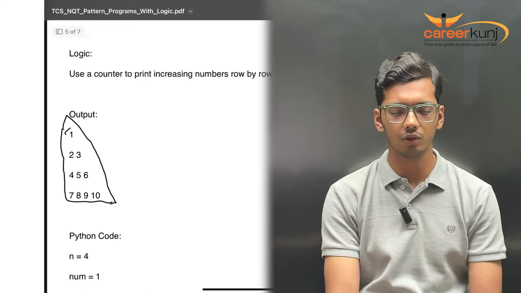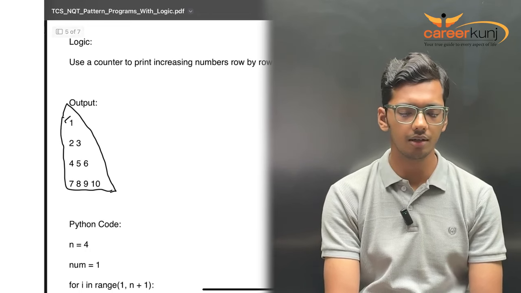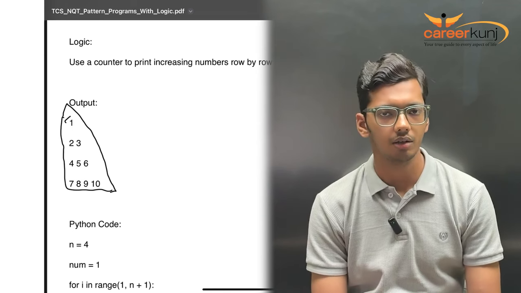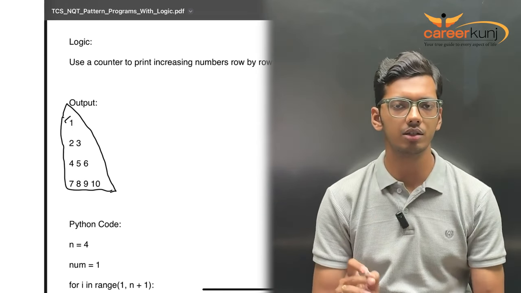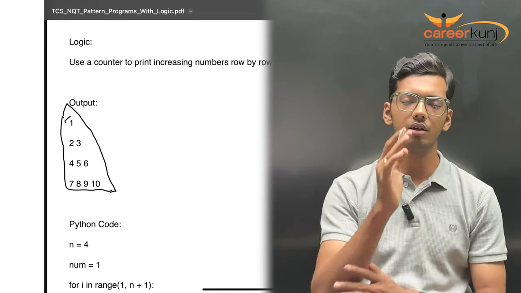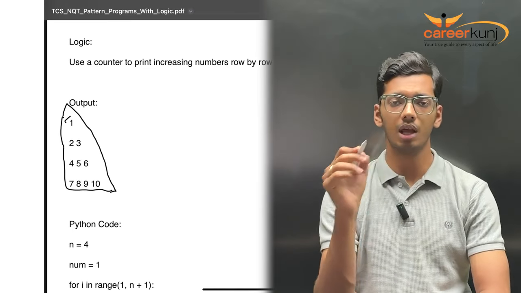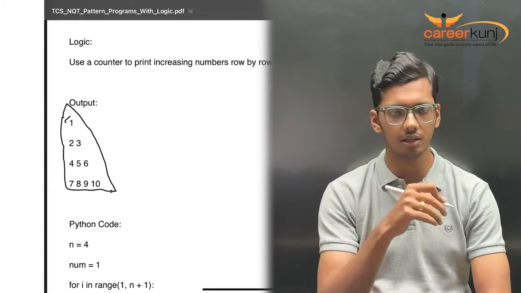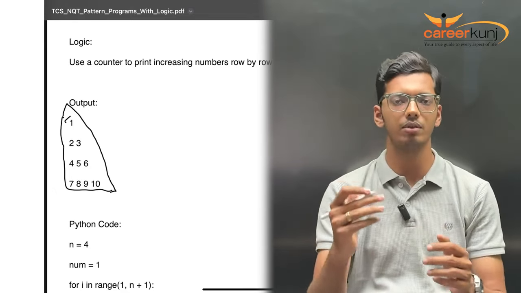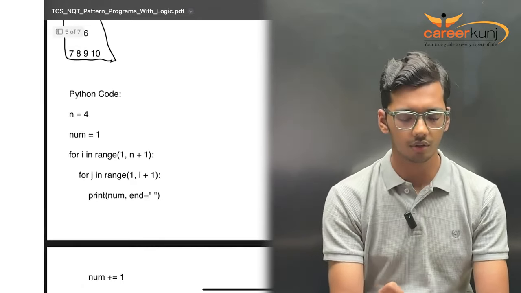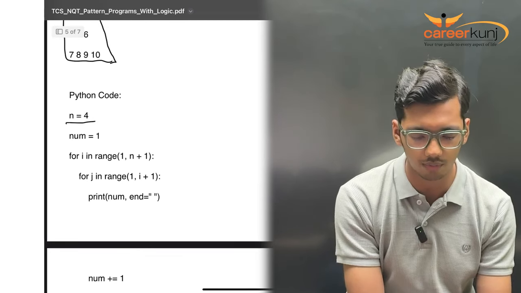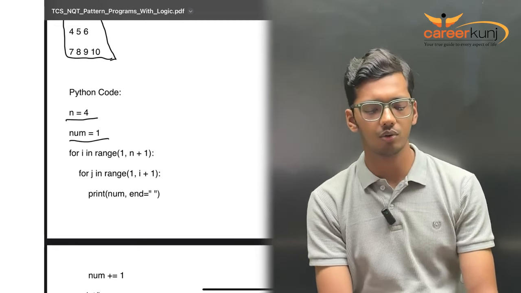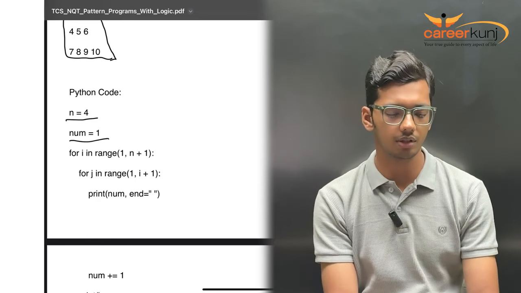So what is the logic we'll use? We'll use a counter to print increasing numbers row by row with an increasing count. That means two things will go in parallel. First, I am able to print the right angle triangle. At the same time, I also have to take care of the increasing numbers, because in the next line it has to print the next numbers, not the same number like we saw in the earlier questions. So here I'll start by initializing my n as 4. num is 1. I'm using another variable. Till now, we only used one main variable and one constant.